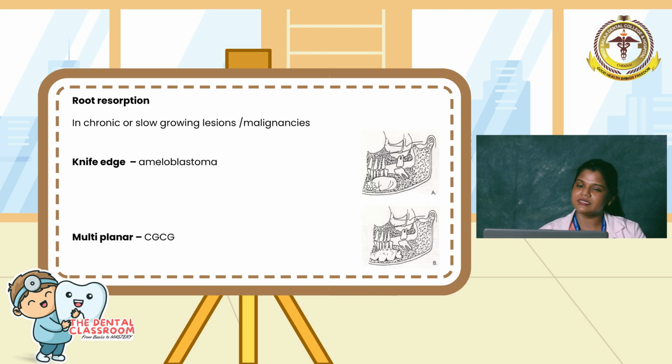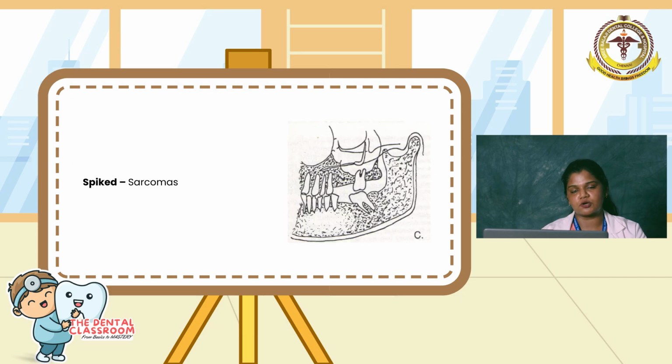Root resorption is seen in chronic or slow growing lesions. This can be of three types: knife-edged, which is seen in ameloblastoma, multiplanar, seen in central giant cell granulomas, and spiked resorption, which is seen in sarcomas. The corresponding pictures depict the same.